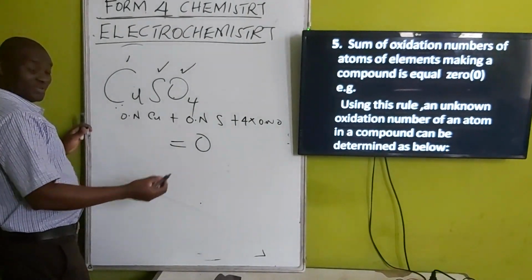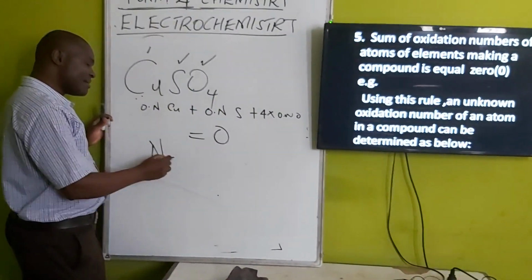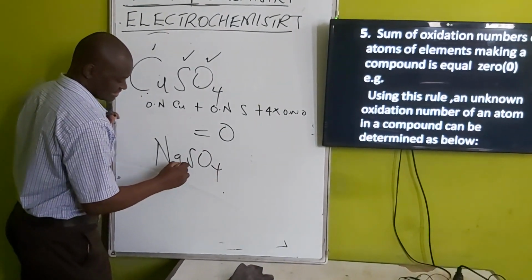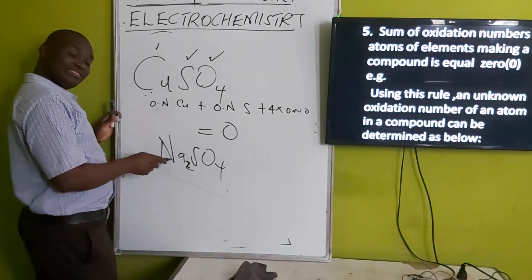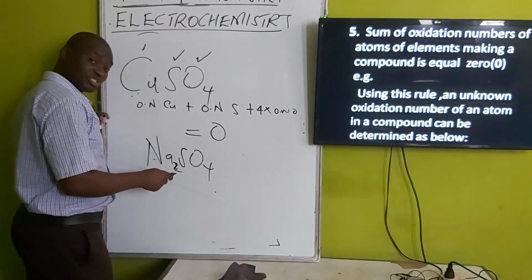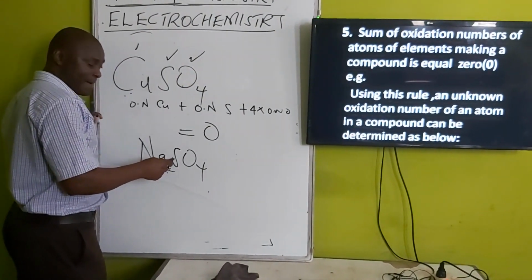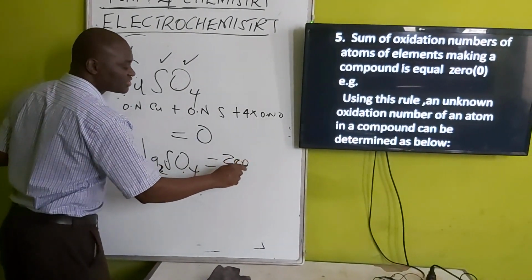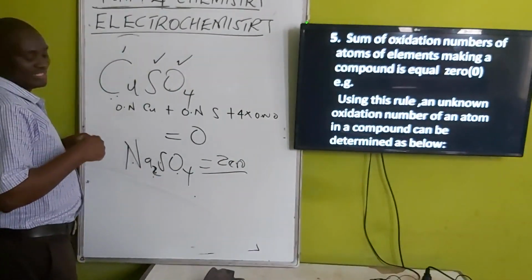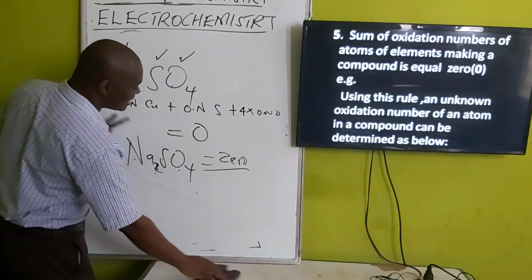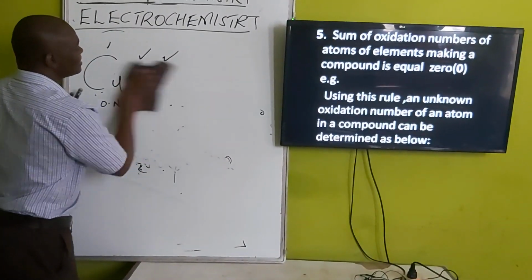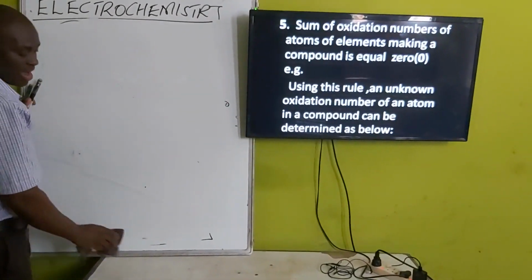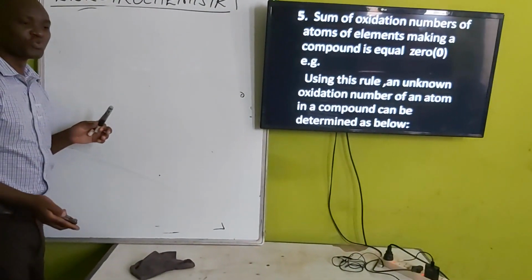Like if we take another example, sodium sulfate. You add the oxidation number of sodium times 2, for sulfur, and then for the 4 oxygen, you will get 0. A total of 0. That is also a very important rule in dealing with oxidation numbers. We look at an example on how to apply such rules.